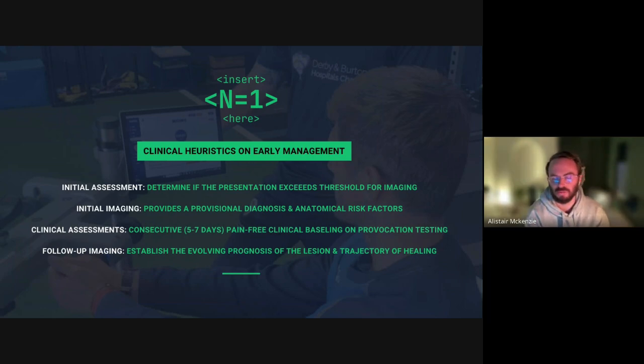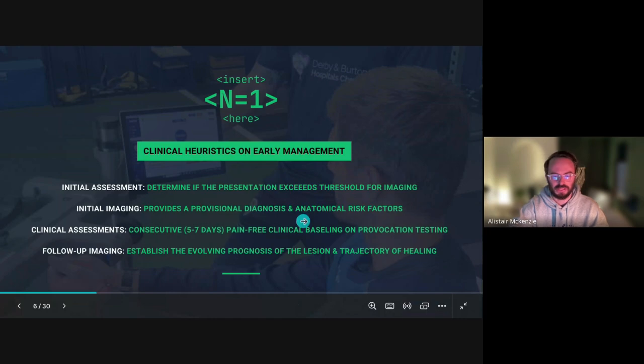our overall clinical management. The initial assessment is to determine if the patient needs imaging. Initial images provide a provisional diagnosis, and we can look at risk factors. We then go through conservative management to let the bone settle in its process. And then when we become pain-free for a consistent period of time on clinical testing, we can then slowly start to consider reloading and re-imaging to go on to the next phase. So that's a heuristic that stays fairly consistent, overarching my rehab management.